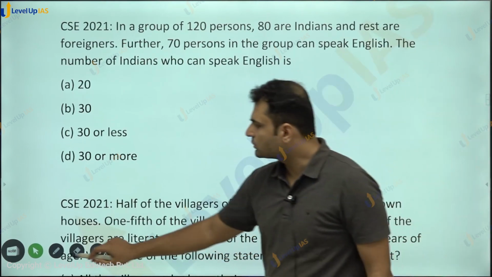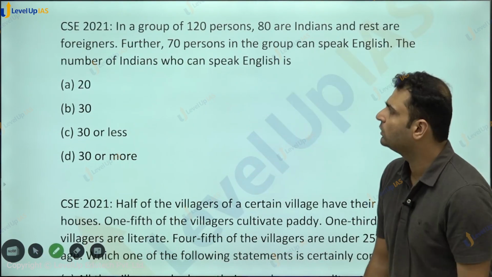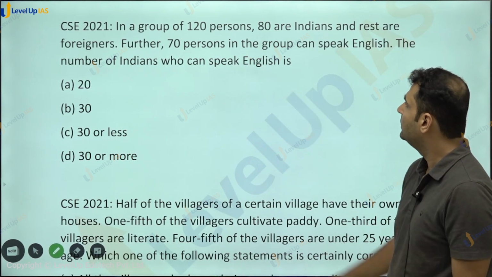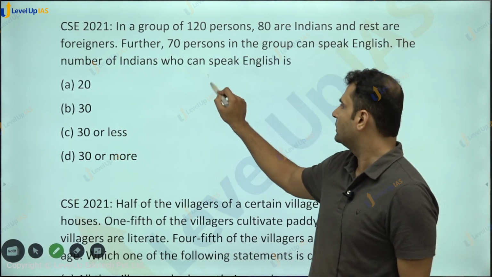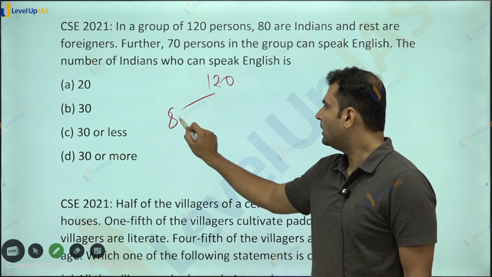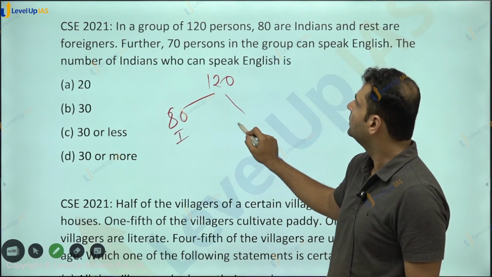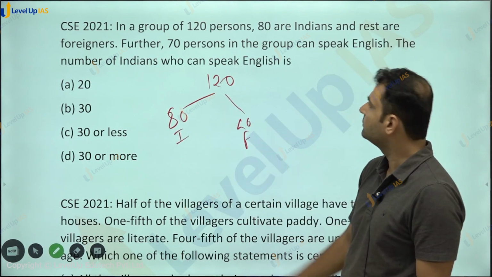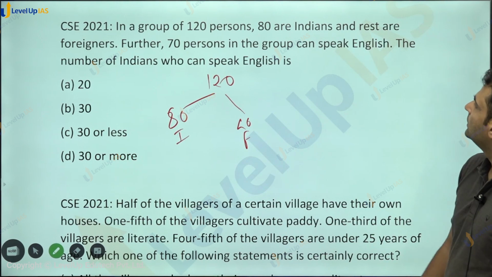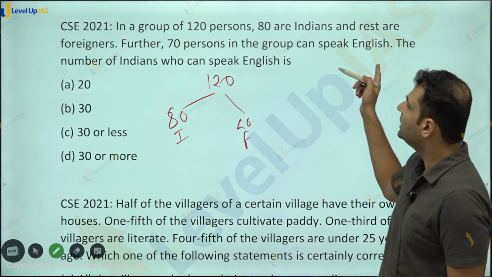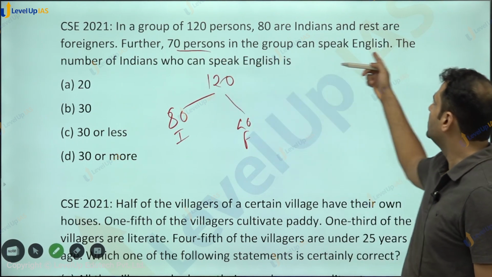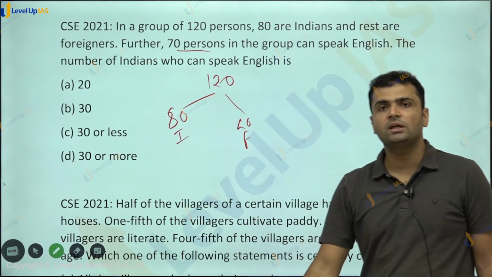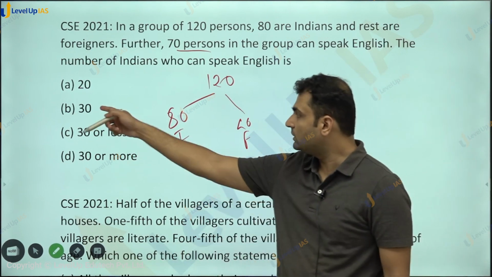Fine. Let us see this question. This is a different question based on sets only. In a group of 120 people, 80 are Indians and the rest, 40, are foreigners. Further, 70 persons speak English. The number of Indians who can speak English is, see, there are 3 options: 30, 30 or less, 30 or more.